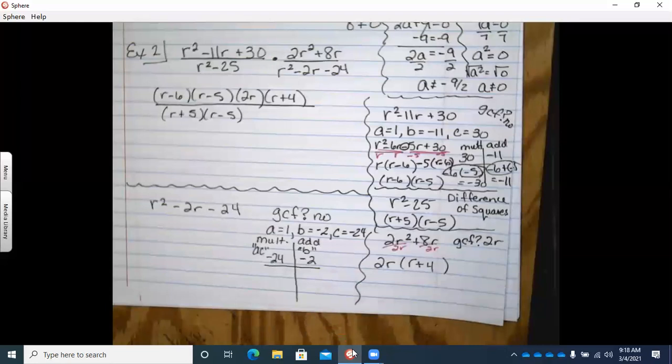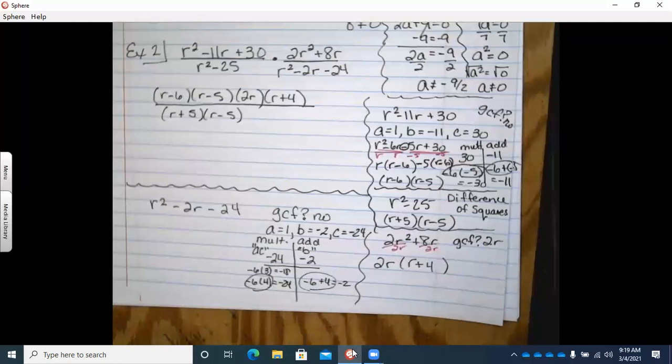-6 and +3. -6 times +3, that's -18, that won't work. -6 and +4. -6 times +4 is -24. -6 plus 4 is -2. Perfect. So it's the -6 and +4 that works on both sides.